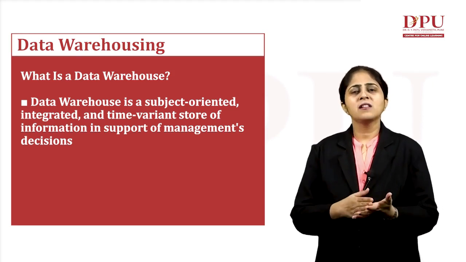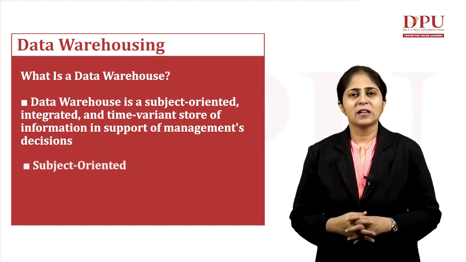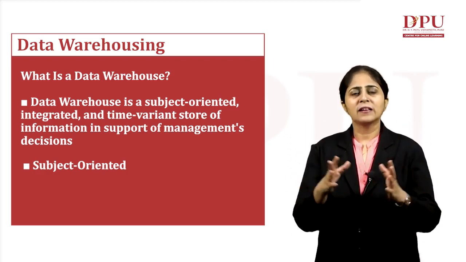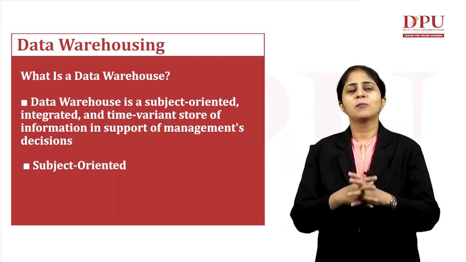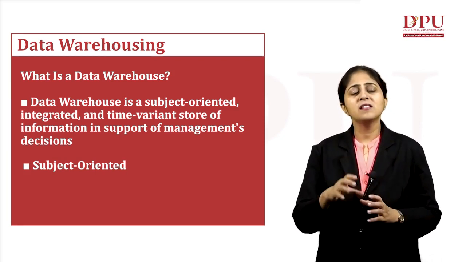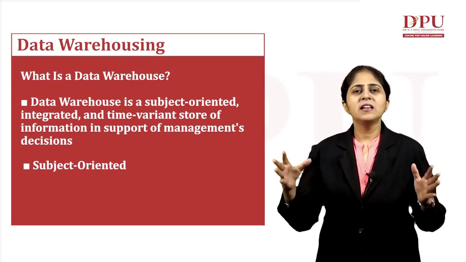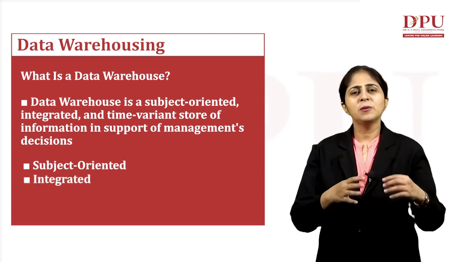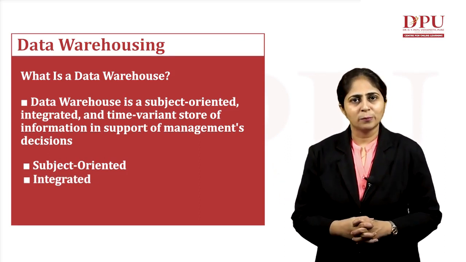Now, the main characteristics of this data warehouse are, first of all, it is subject oriented. The information that it contains has to be subject oriented: on what subject is this information going to be? So the first characteristic of our data warehouse is that it is subject oriented. Second characteristic is that it is integrated. Integrated means it will integrate the information from various places and keep it together at one place.